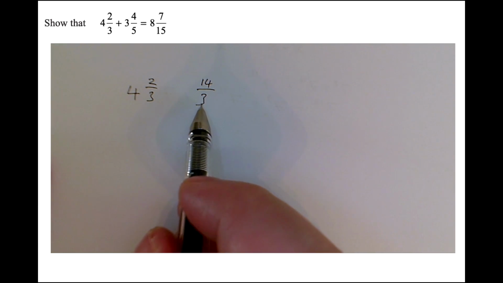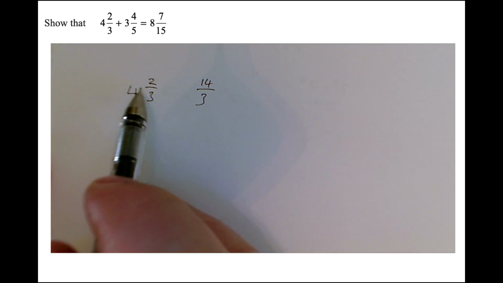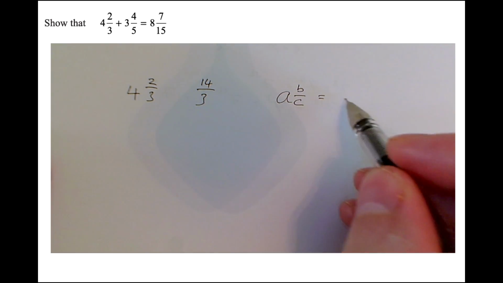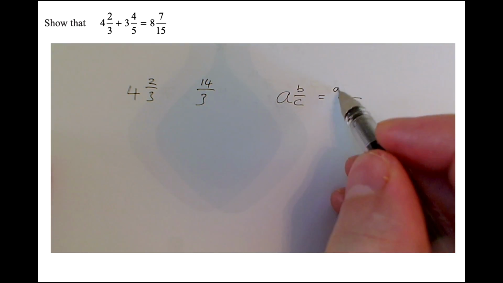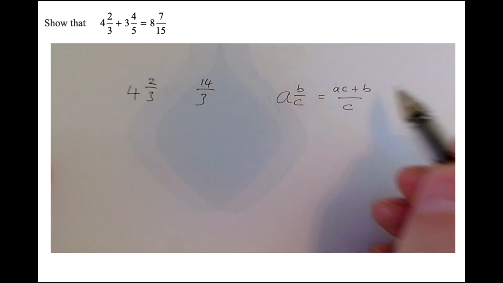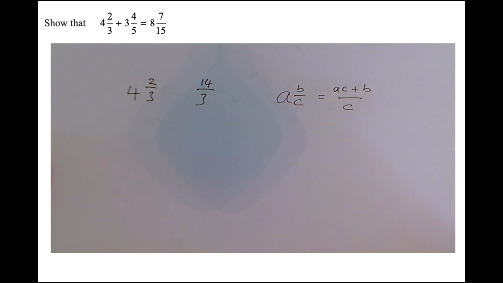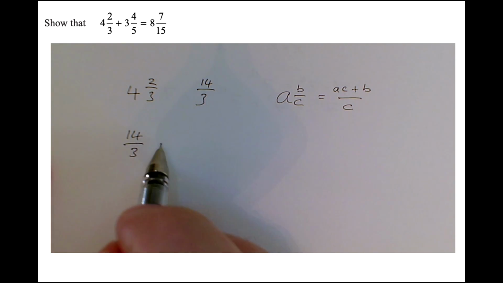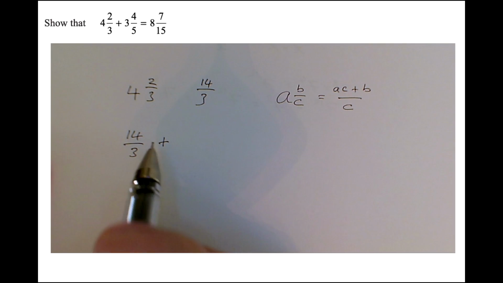Now if you don't know how to do that, I will write up the general way of doing that, but that's something you really need to know. Okay, so if you have some number plus some fraction, the denominator always stays as the denominator of the fraction. So c is always going to be c. You're going to do a times by c plus b. So 3 fours are 12, plus 2 is 14, is why we've got 14 over 3.